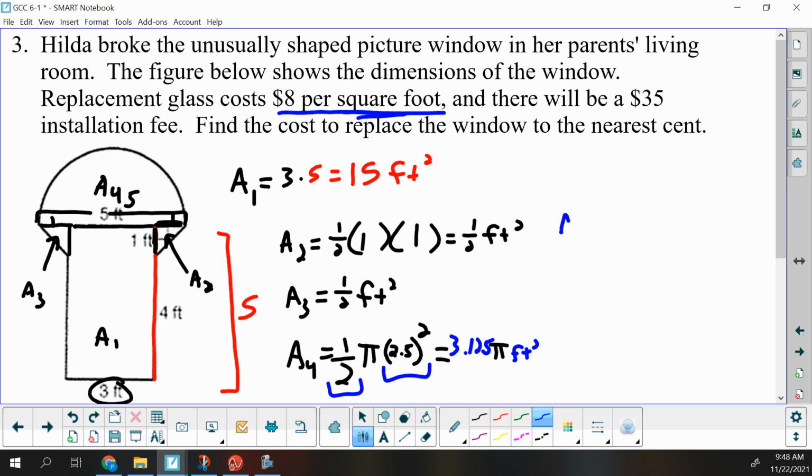So let's find our area all together now. We'll have the 15 plus the 1/2 plus the 1/2 plus 3.125 pi. Our like terms are just the 15, the 1/2, and the 1/2. So that gives us 16 plus 3.125 pi feet squared.